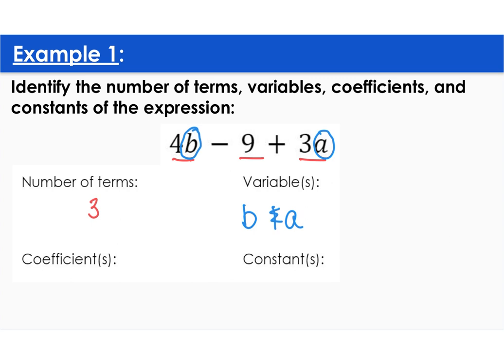Coefficients, that's the number in front of the variable which represents multiplication. So I have a coefficient of 4 that's being multiplied by the b, and a coefficient of 3 that is being multiplied by the a. And then the constant is the number all by itself. It's not being multiplied, or it's not a fraction being divided with a variable. It's all by itself. It's only numbers. So our constant is 9.